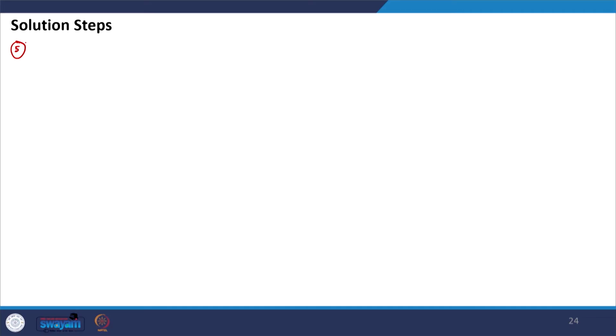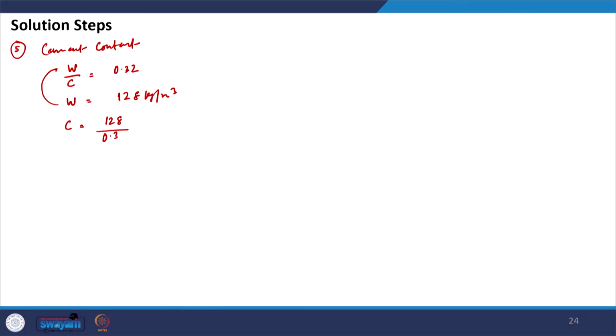In step number 5, we have to now calculate the cement content. Well, this is a very straightforward step. Our water cement ratio which we got was equal to 0.32, and the water content which we got was equal to 128 kgs per meter cube. So, I will just put it here. So, the cement becomes equal to 128 divided by 0.32, which is equal to 400 kgs per meter cube.